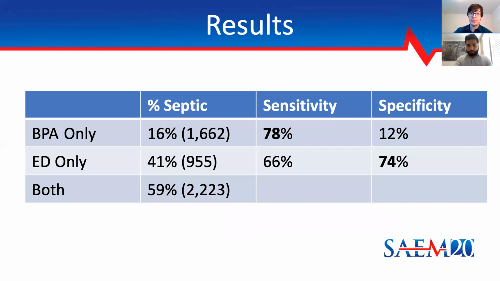To summarize, 16% of the patients who had a BPA only were septic. 41% of the patients who received only an ED sepsis alert were determined to be septic, and 59% of the patients who received both alerts were septic. For the BPA and ED sepsis alerts, we calculated sensitivity and specificity values. The BPA alert was more sensitive at 78%, while the ED sepsis alert was more specific at 74%.